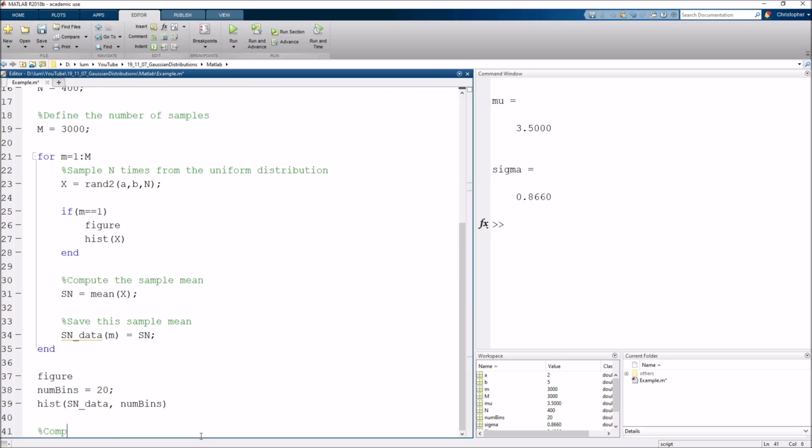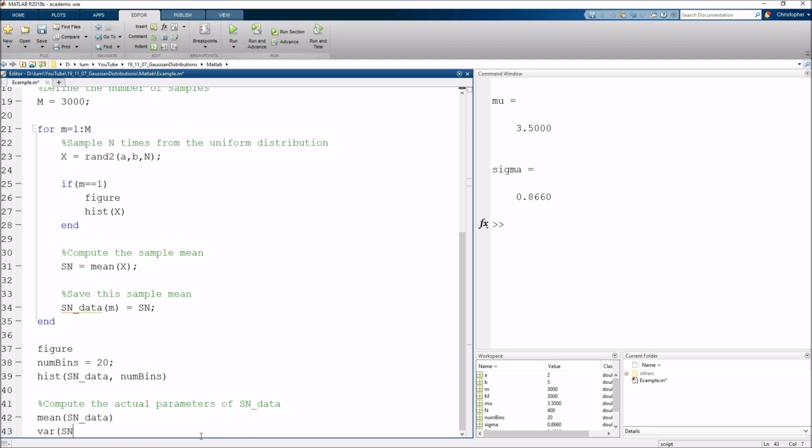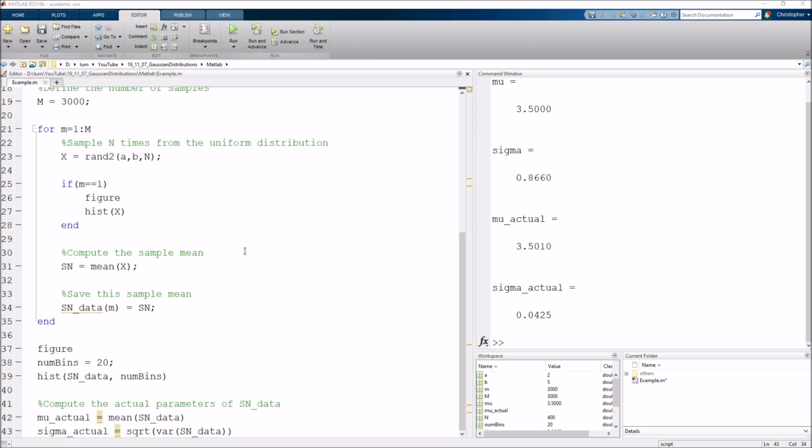So let's compute the actual parameters of Sn data, right? So I can get the mean, right, which we said was mean of Sn data, right? And then I can get the variance of Sn data. And if I take the square root of the variance, we should get the sigma, let's call it sigma actual. Let's call both of these actual. So how about mu actual and sigma actual, okay?